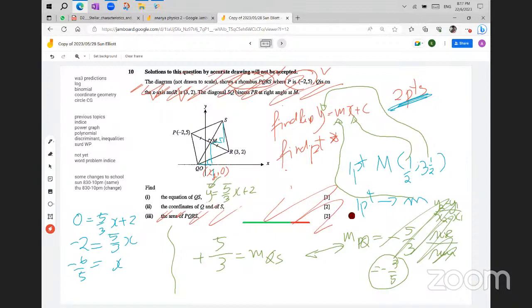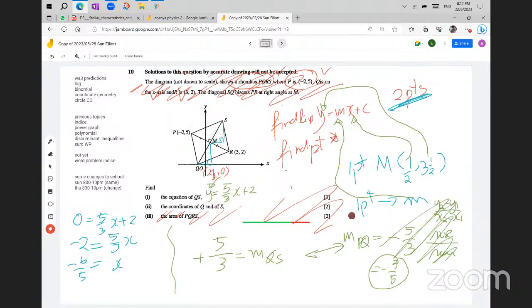No. Because M is not just the middle of PR. This is a rhombus. M is also in the middle of QS. So far so good? Because it's the same side everywhere. So far so good? Yes. Therefore, since this is the same as that, this will be the same as that, and this will be the same as that. Do you follow? Yes.